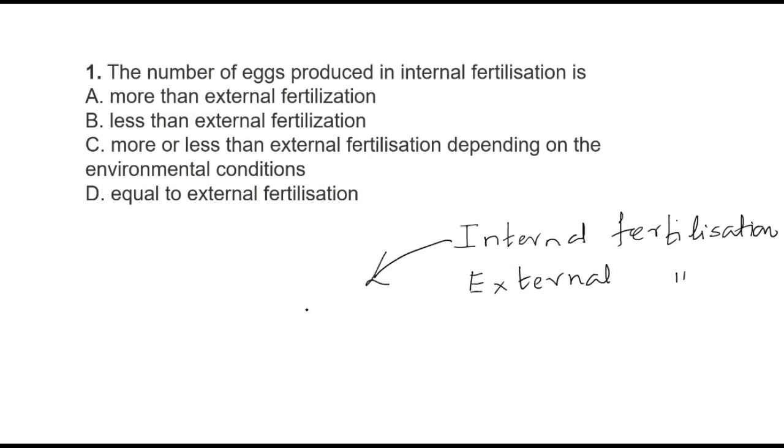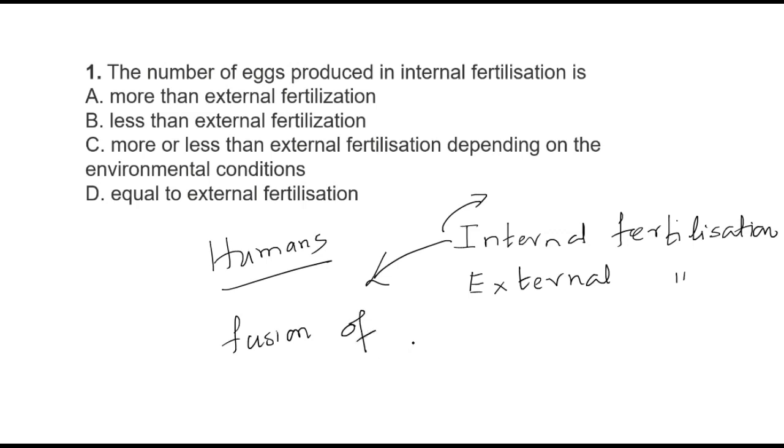Now internal fertilization, an example is humans, right? So the baby grows in the mother's body, that's the internal fertilization. Fusion of sperm, that's a male gamete, and egg, which is a female gamete, takes place inside the human body, that's the mother's body, and that's internal fertilization, right? Now external fertilization is generally in the case of fish as well as amphibians, frogs, toads and all. So frogs are the best example for external fertilization.